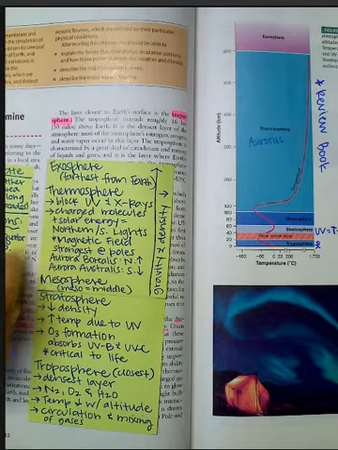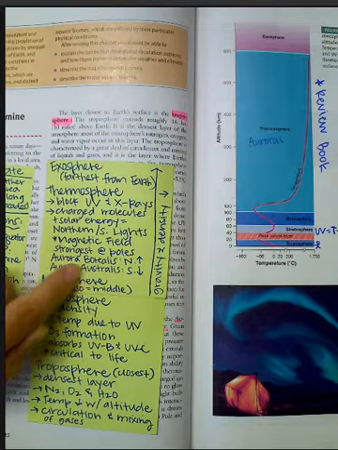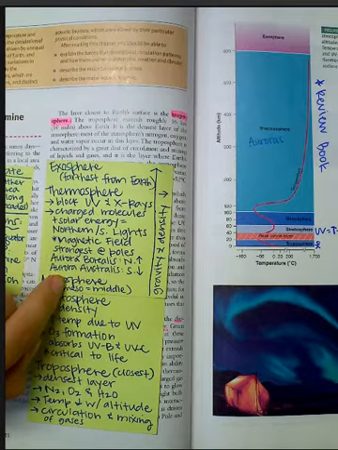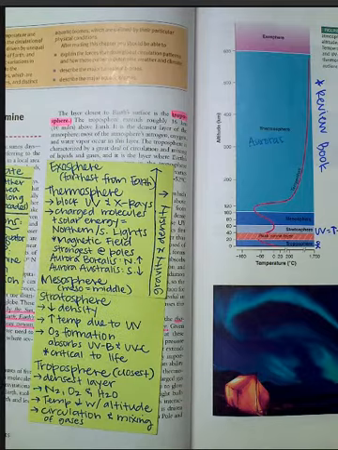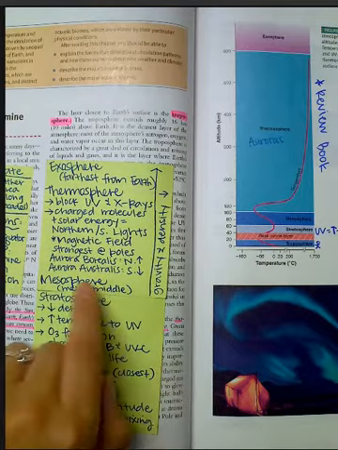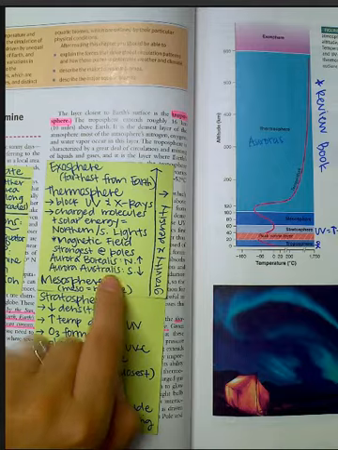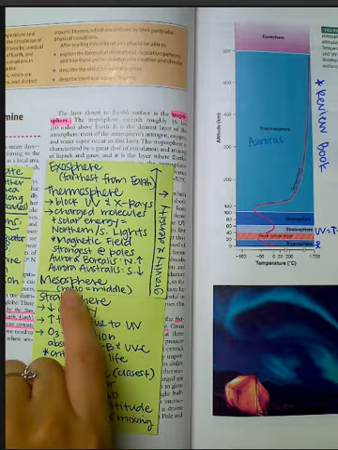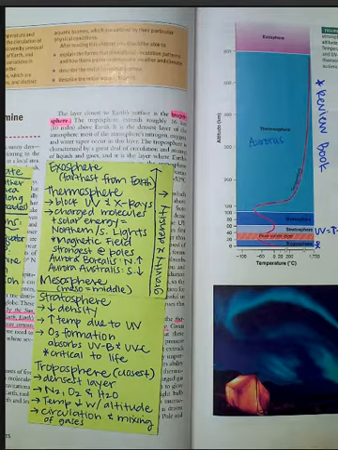The aurora borealis is in the northern hemisphere, and the aurora australis is in the southern hemisphere. I find that easy to remember because australis sounds kind of like Australia, and Australia is in the southern hemisphere. All right, the mesosphere is in the middle. Meso means middle, so that should help you remember that.